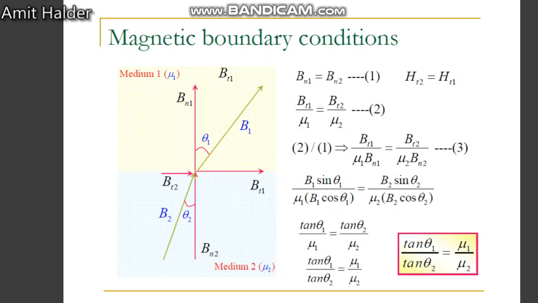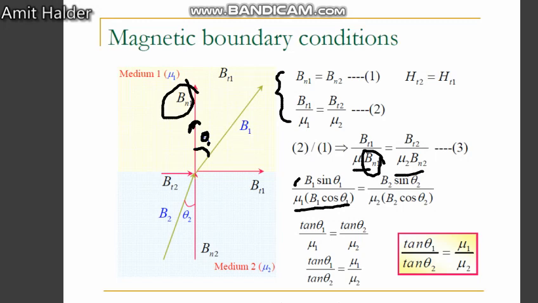So we get the point that these two equations, Bn1 equal to Bn2 and Bt1 divided by mu1 is equal to Bt2 divided by mu2. Just divide these two parts, and you get these things. After that, B1 sin theta 1 divided by mu1 B1 cos theta 1. Bn1 is B1 cos theta 1, as the angle theta 1 lies on this vector. So this component will be cosine and this component will be sine.